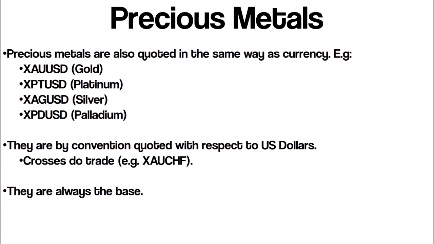This makes sense because if you're talking about, for example, gold dollar, you want the value of gold in dollars. These are all per ounce, so it's imperial. So if you're talking about XAU USD, that's the price of 1 ounce of gold in US dollars. So for example, it's $1,100 or $1,200 or whatever it is.